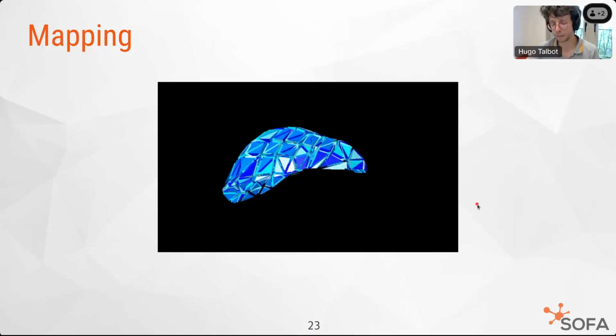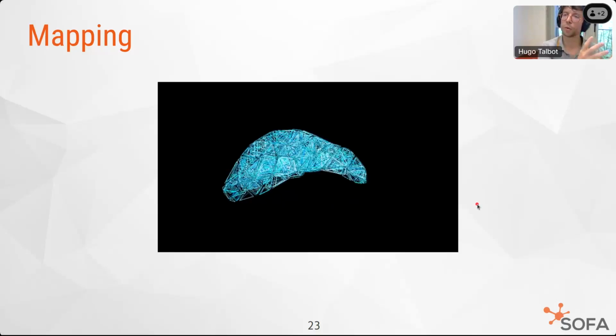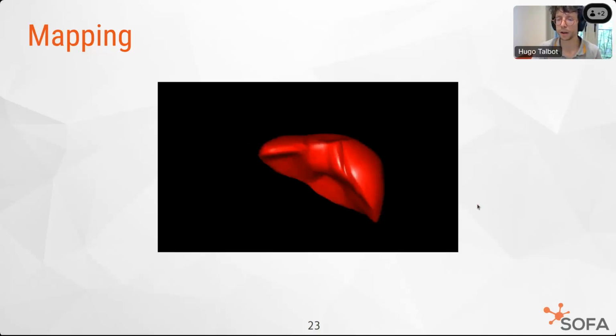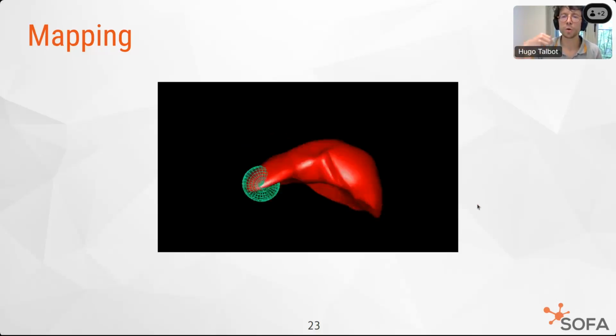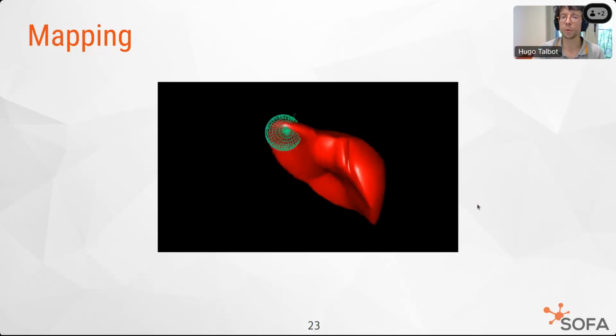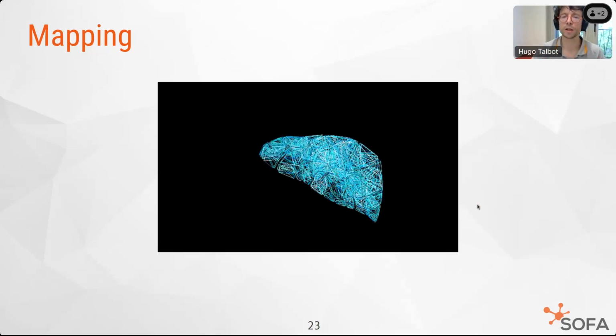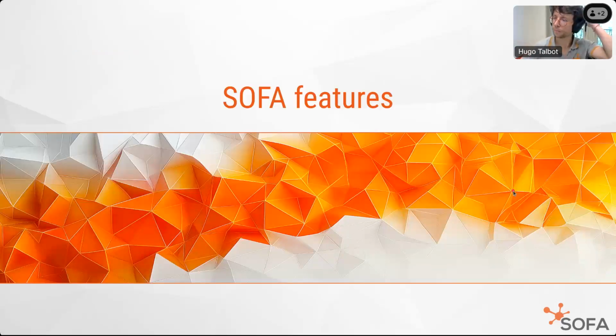So three main principles: the fact that we work with a scene graph to describe the simulation, and this scene graph can be written in Python. We use an animation loop to rule what happens within one time step, and we have this principle of mappings connecting the possibly various representations within one simulation.